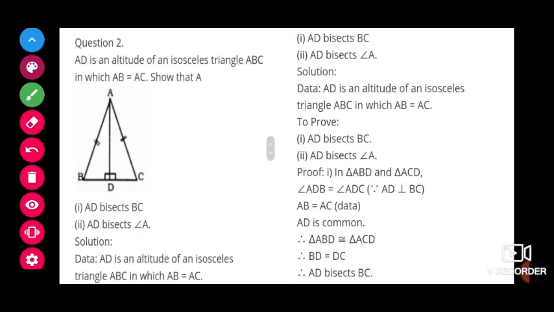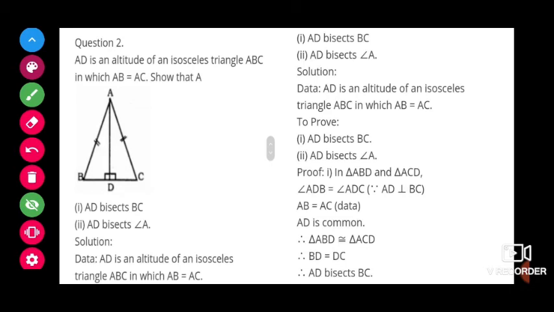AD, an altitude of an isosceles triangle ABC, in which AB is equal to AC. Show that AD bisects BC. We have to show this AD will bisect BC, and AD bisects angle A. Meaning, children, to show it will bisect, this side angle should be equal. Then we can say that this is bisecting this angle, and we have to show BD is equal to CD. Then we can say that this AD is bisecting BC also.